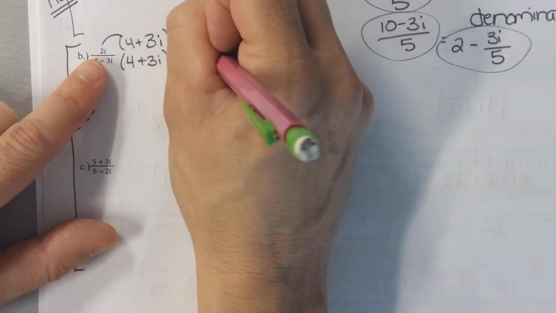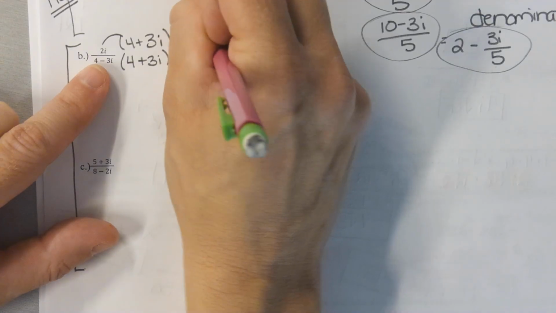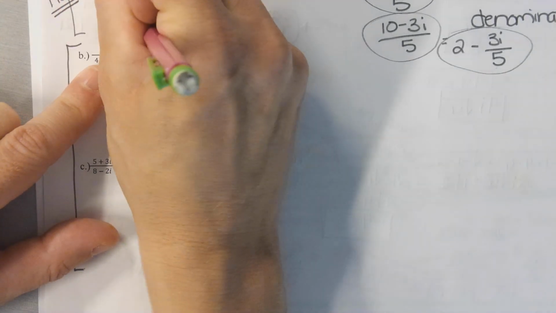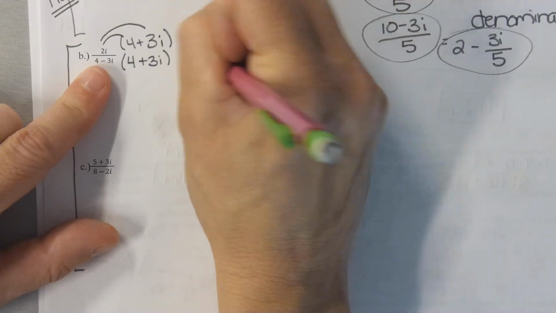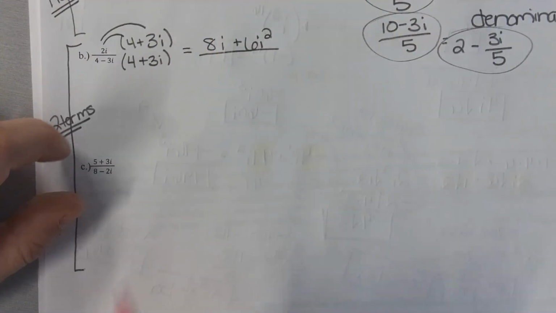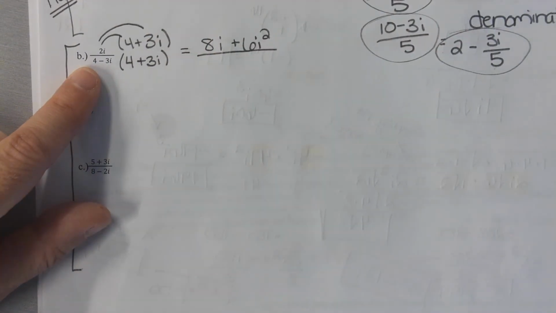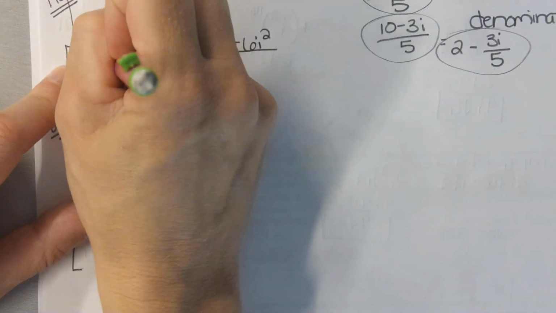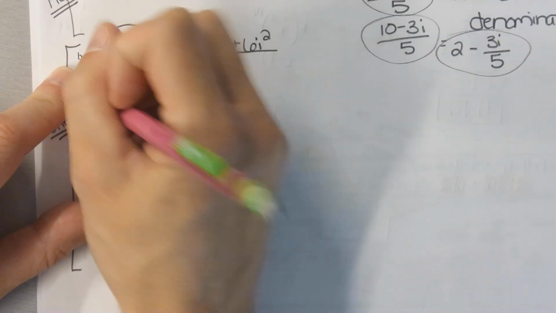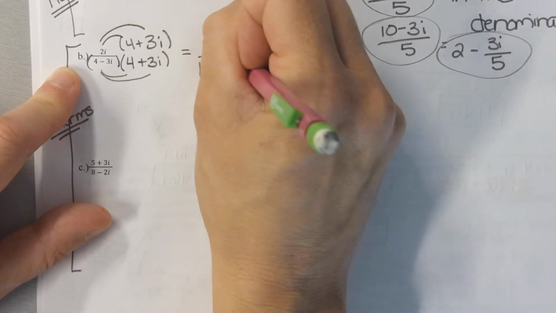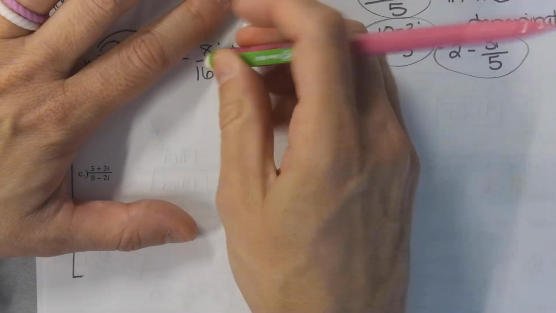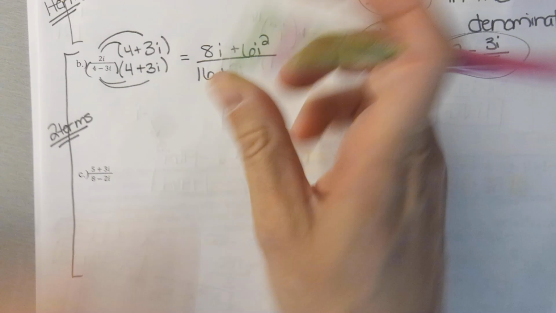2i times 4 is going to give me what? 8i. 2i times 3i. All over. Look at the bottom. 4 times 4. 16. 4 times 3i. Oops, I wrote 21.